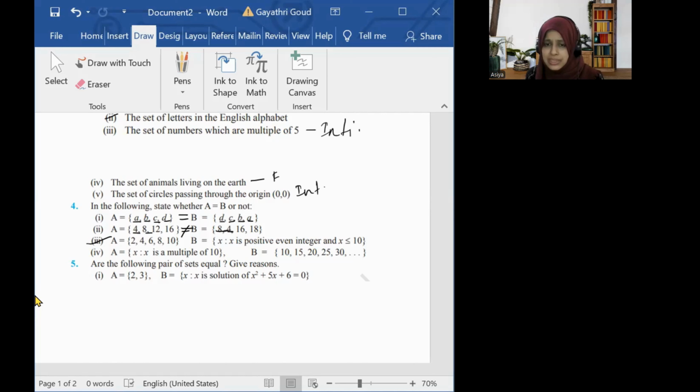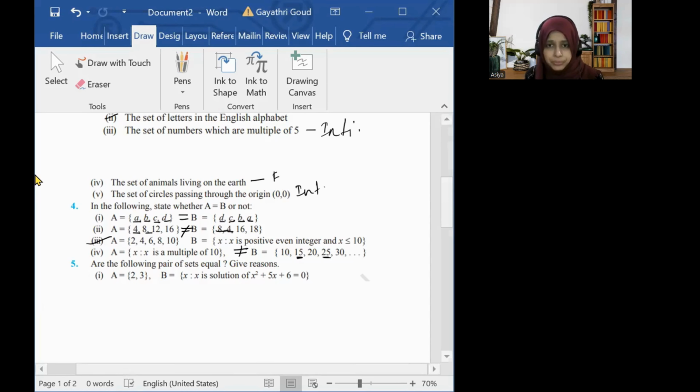A equals the set of all x such that x is a multiple of 10, and B, what do we have here? We are only talking about multiples of 10. So they are 10, 20, 30. But I do have some numbers in between here which are not multiples of 10. So what do you think? So it is not an equal set.